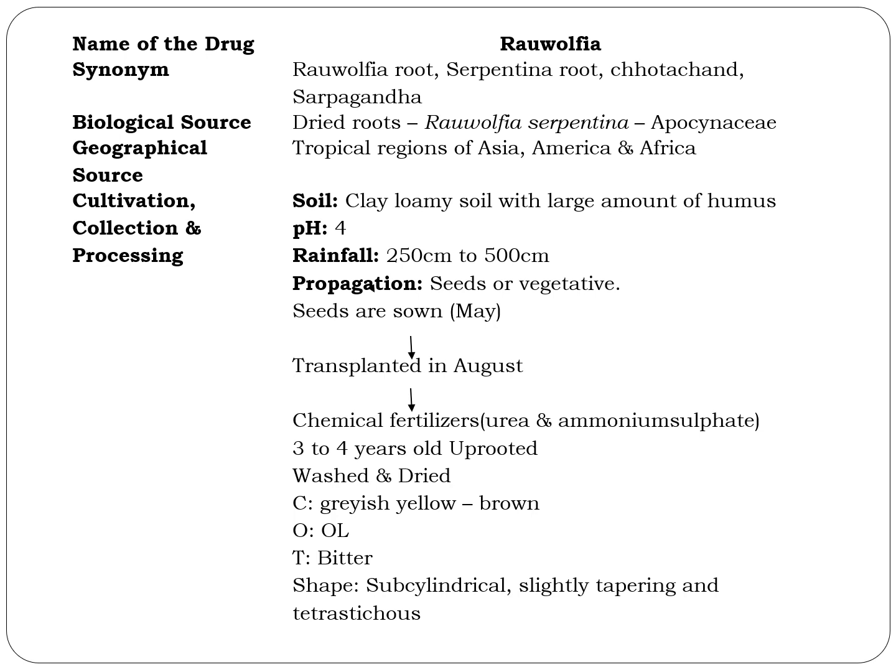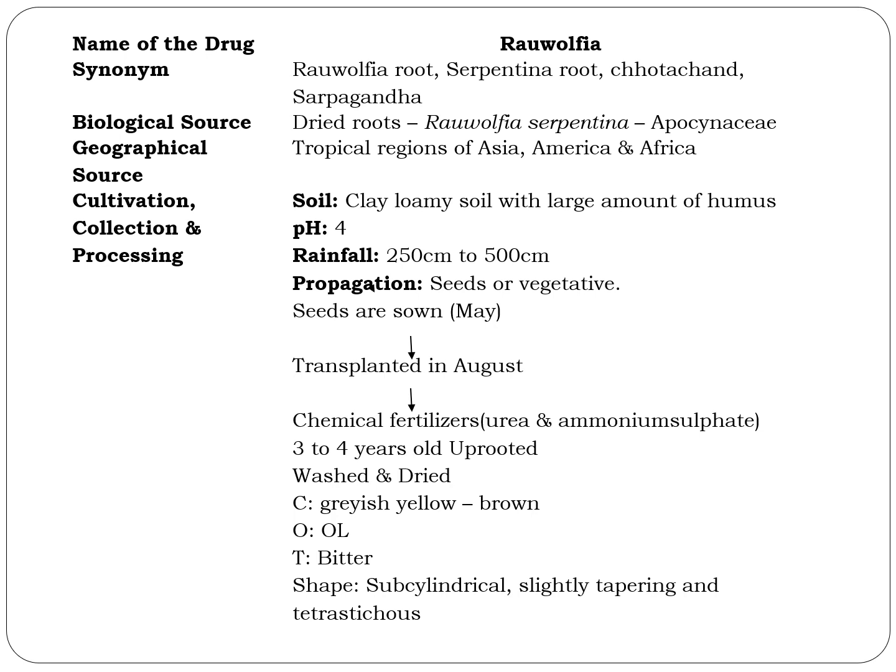Let us see the next drug, Rauwolfia, under alkaloids. It is commonly called Rauwolfia root, Serpentina root, Chota Chand and Sarpagandha. As the root resembles the shape of a snake, it was commonly called Sarpagandha. The main chief constituents are present in the roots. Hence, the biosource is dried roots of Rauwolfia serpentina, belonging to the family Apocynaceae.